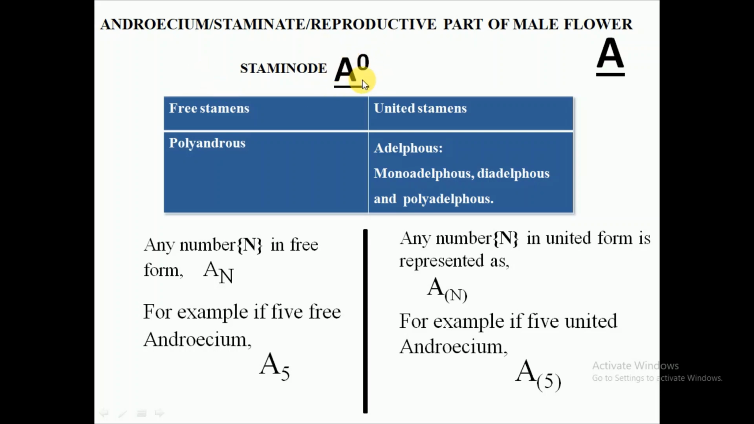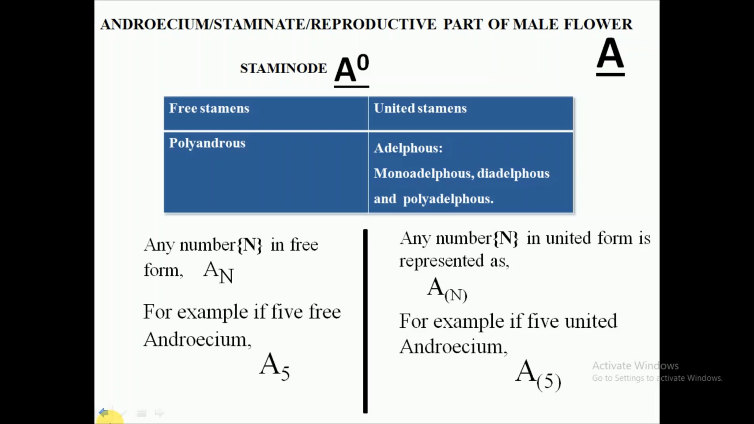So here also we are going to see that it can be in free form or it can be in a united form. When we are saying that stamens are free, we call it polyandrous, and when we are saying united stamens, we call it adelphous. Now in adelphous we will see different conditions for stamen. If it is united and in a single bundle, we call it monoadelphous, and when it is in two bundles, we call it diadelphous, and when more than two bundles of stamen are present, we call it polyadelphous.